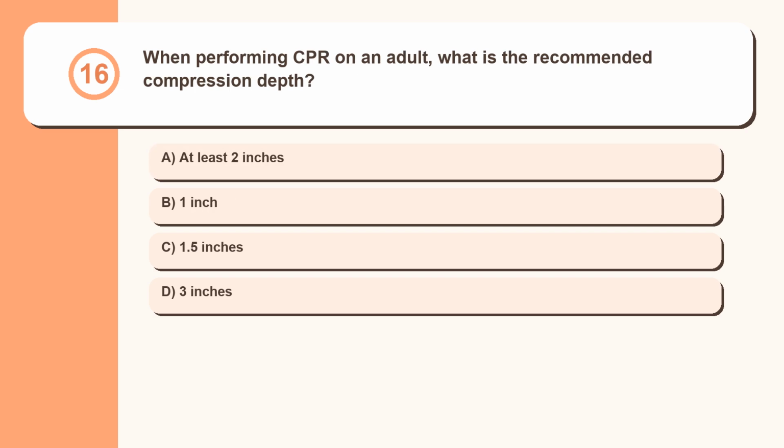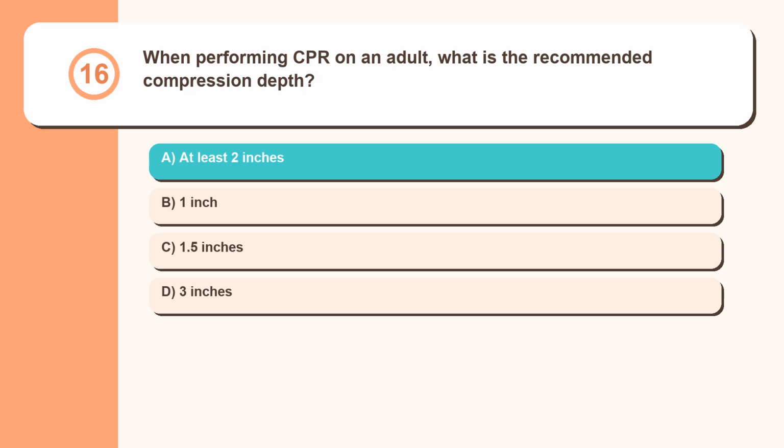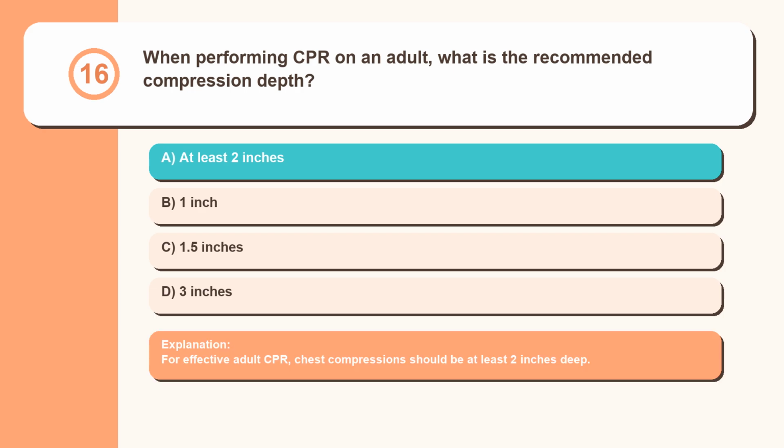Question 16. When performing CPR on an adult, what is the recommended compression depth? At least 2 inches, 1 inch, 1.5 inches, 3 inches. For effective adult CPR, chest compressions should be at least 2 inches deep.